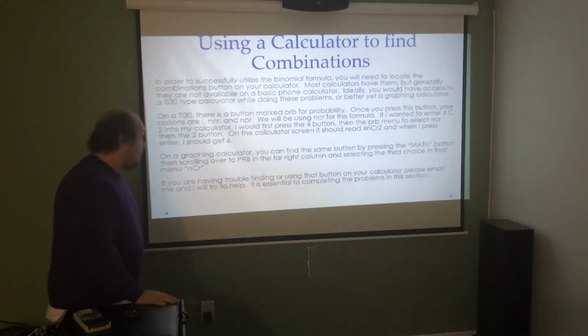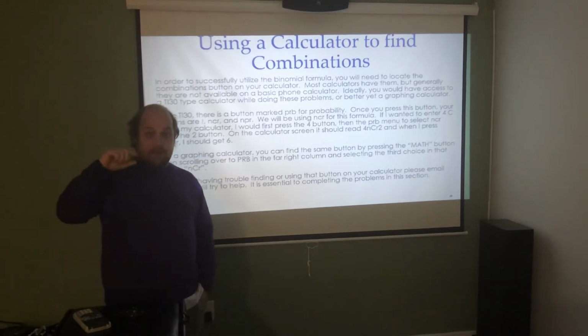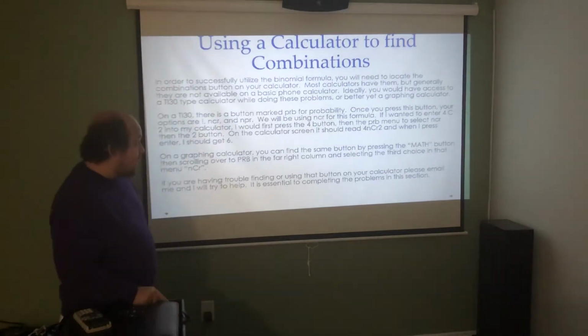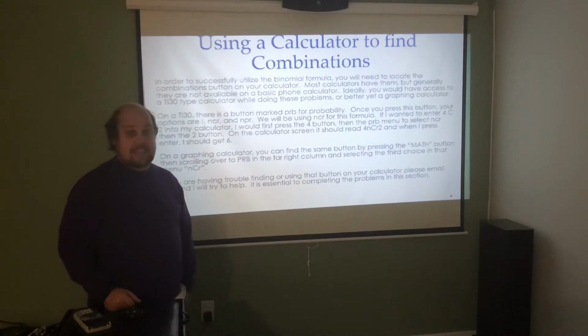That said, what it's going to look like on your calculator is you're going to put in a number, then press the nCr button, then put in another number. So if I wanted to do 4 nCr 2, in some calculators it shows lowercase n, capital C, lowercase r. On other calculators it just shows it as a capital C. So if I were to enter 4C2 into my calculator, I'd press the 4 button, go to the probability menu to get nCr, then press the 2 button. On the calculator screen it would read as 4 nCr 2, and when I pressed enter the answer should be 6.